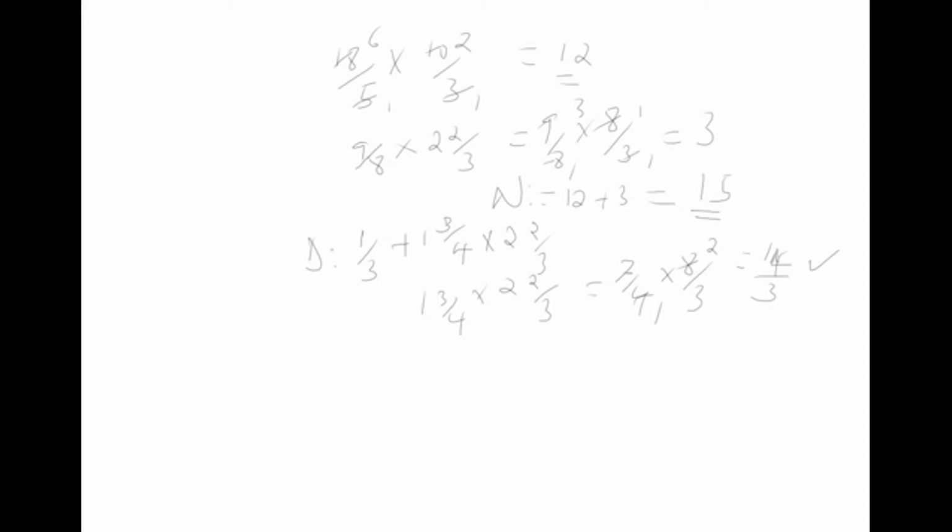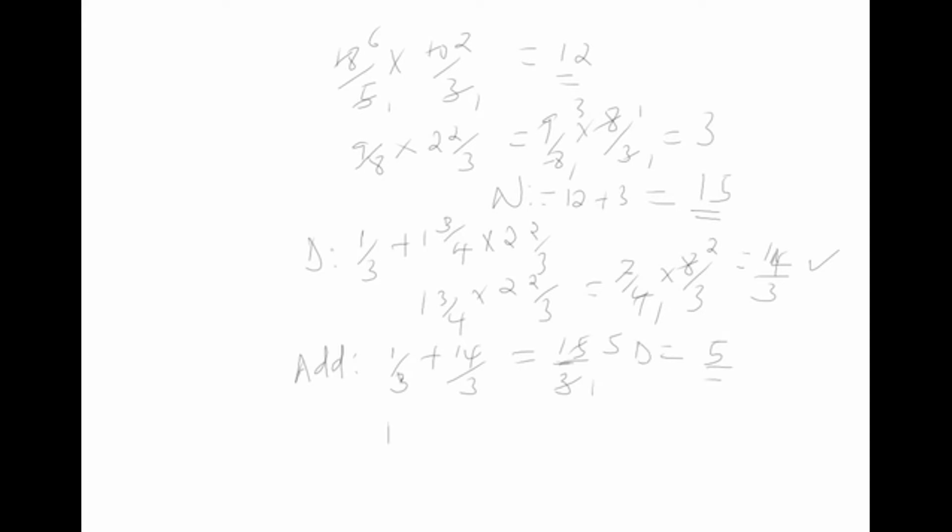Then next we go to the addition. When we add, we have a third plus 14 over 3. So this gives us 15 over 3, because the LCM is 3. So when we divide, by 3, 1, by 3, 5, we get 5. And this is the value of our denominator.